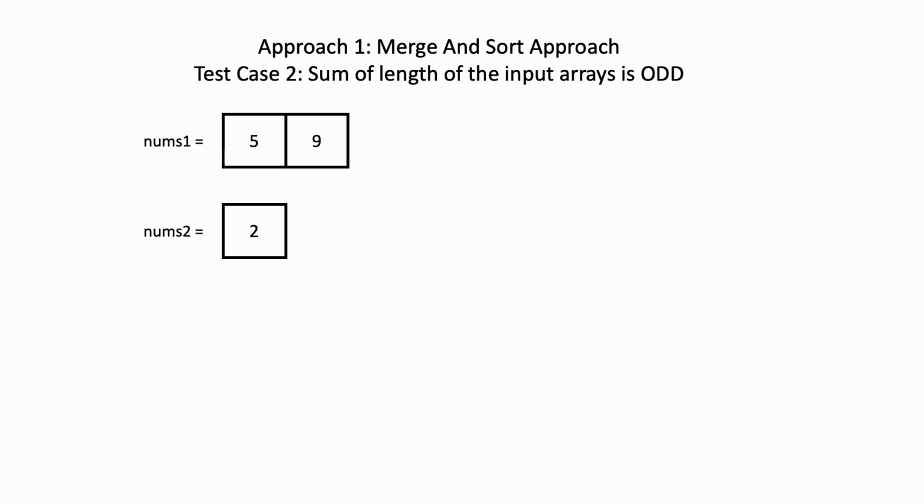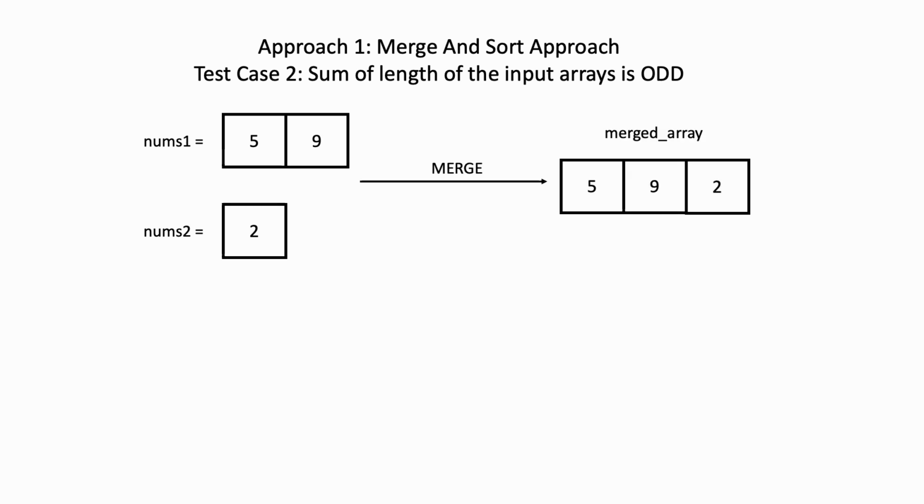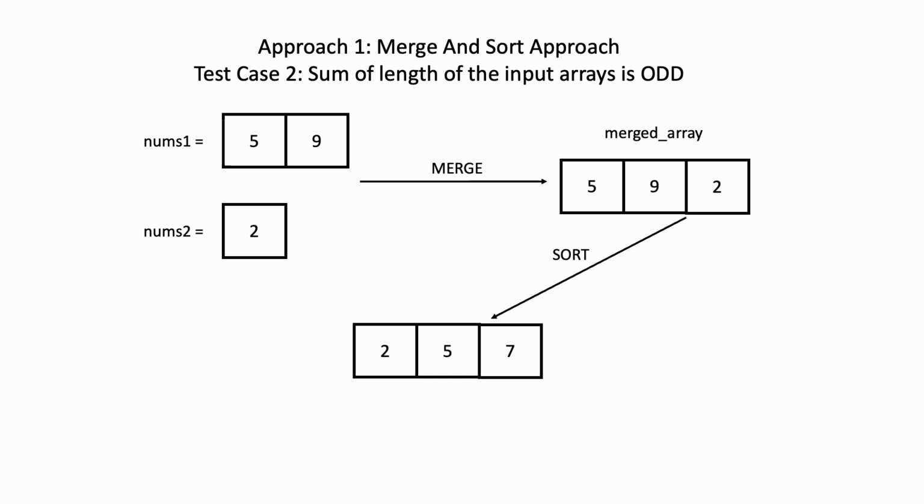Let's look at the solution for a test case where the sum of the lengths of the input arrays is odd. Nums1 is 5, 9 and nums2 is 2. We merge the arrays and then sort it. Because the sum of the lengths of the input arrays is odd, we return only the middle element.